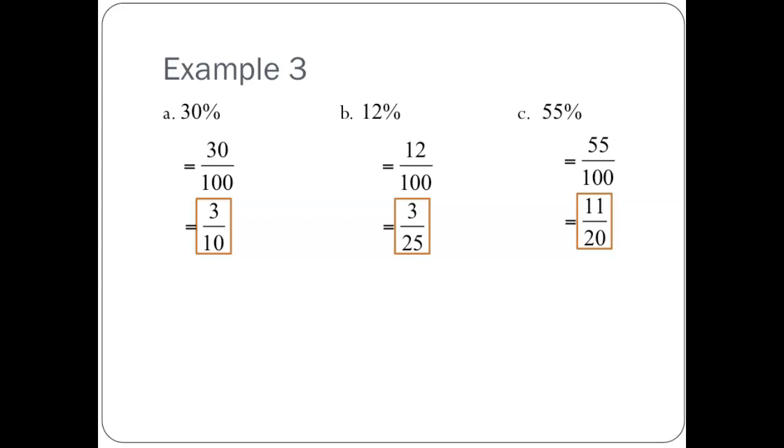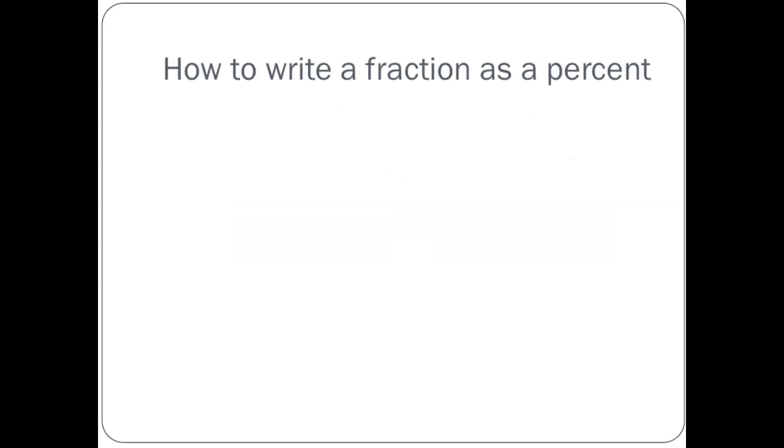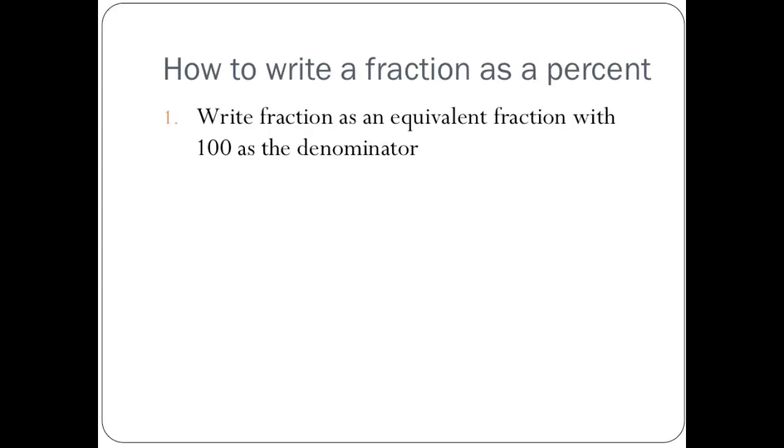Okay, now let's go the other way. How do you write a fraction as a percent? So say you're given a fraction and you want to write it as a percentage. Well, first, you'll have to write the fraction as an equivalent fraction with 100 as the denominator. Just like when we had to find equivalent fractions when we were trying to add or subtract fractions, you'll do the same thing here, except that your denominator is going to be 100. And then you will cross multiply.